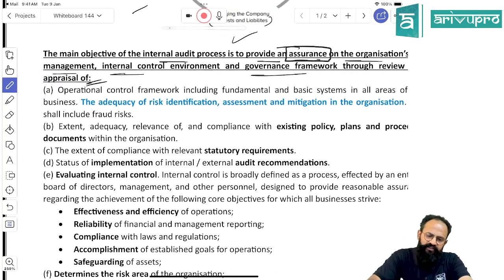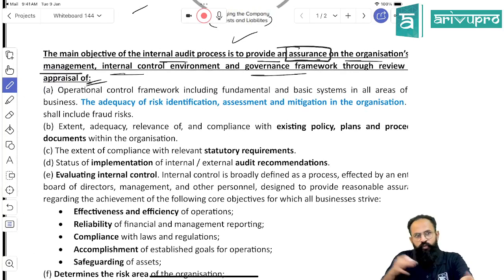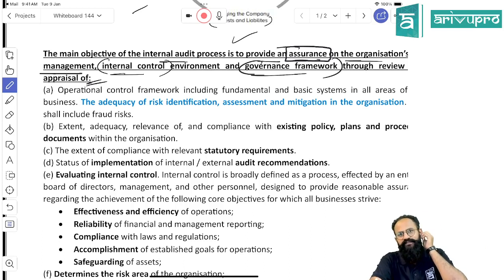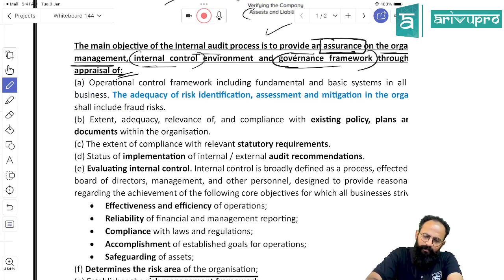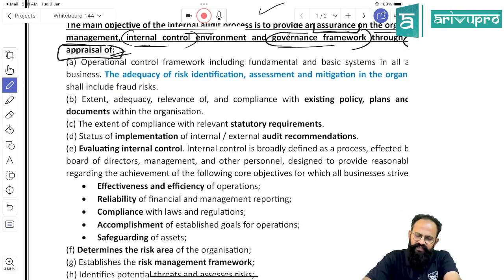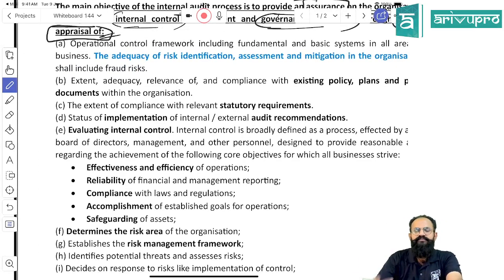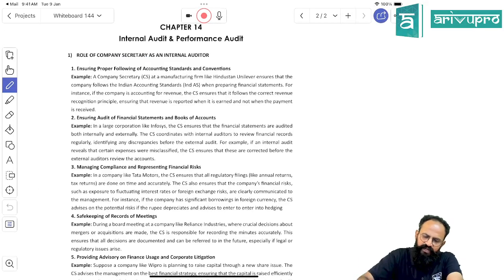On the organization's risk management, so whatever risk is there in the company, can I be rest assured that it is taken care of? Next one, internal controls. Tell me whether it is working properly or not. The third one is governance framework with regards to compliances. Is it all working fair or not? That's the main objective. Correct? Through, how will I achieve that? Through review and appraisal of. Now how will I achieve it? I will achieve it through all these things. Now see, I've tried to explain this in our dive deeper.